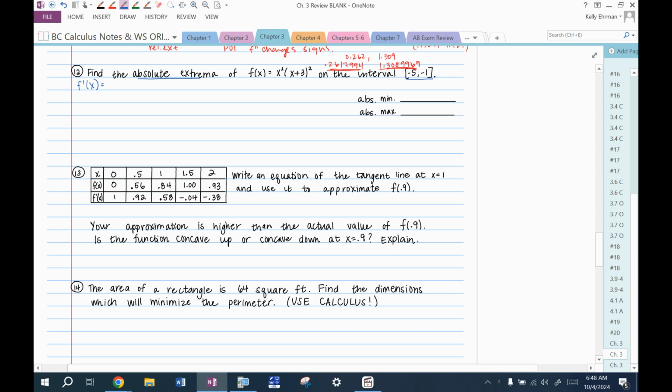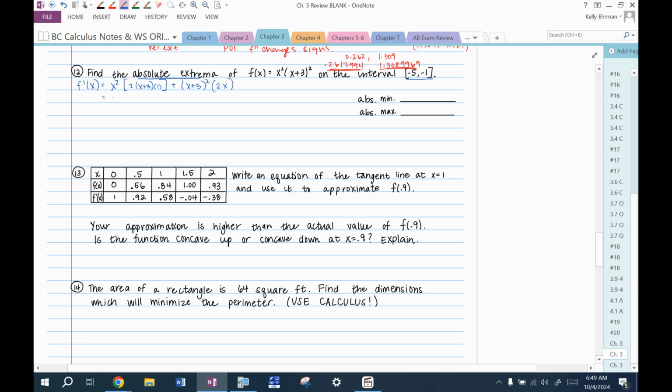So this needs a product rule. First, times derivative of the second, which would be 2 times x plus 3, times derivative of x plus 3, which is 1. You don't have to write that, but it's a good idea in my opinion. Plus second times derivative of the first. And then we clean this up a bit.